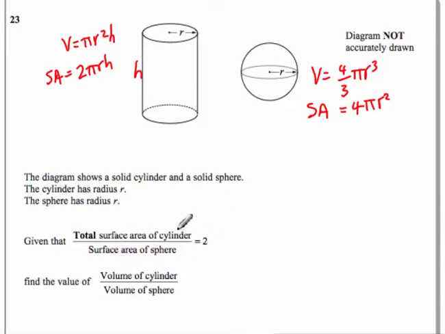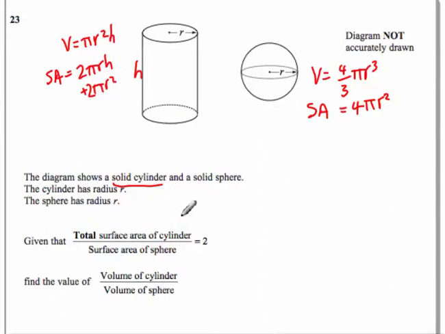So the total surface area of the cylinder is 2 pi rh, but there's something else we've got to think of here. These are solid shapes. It's a solid cylinder, which means we've also got the tops and bottoms to think about. The area of each of these tops will be pi r squared, so we've got another 2 pi r squared to add on. Mustn't forget that.